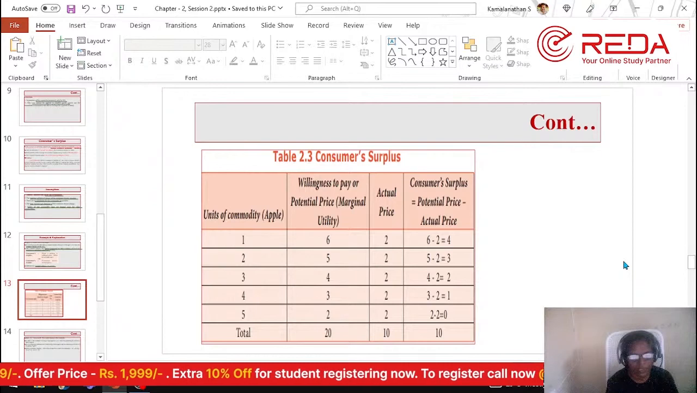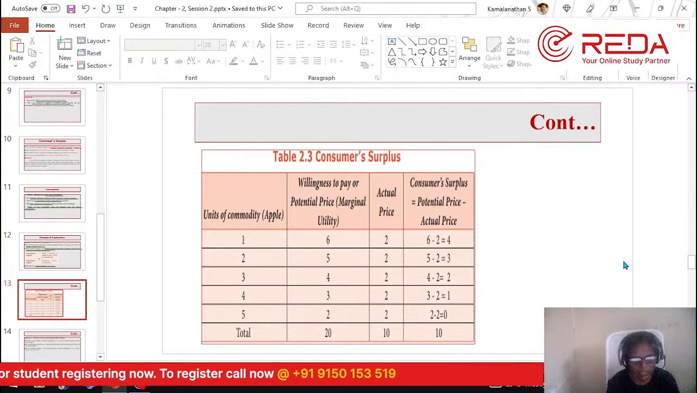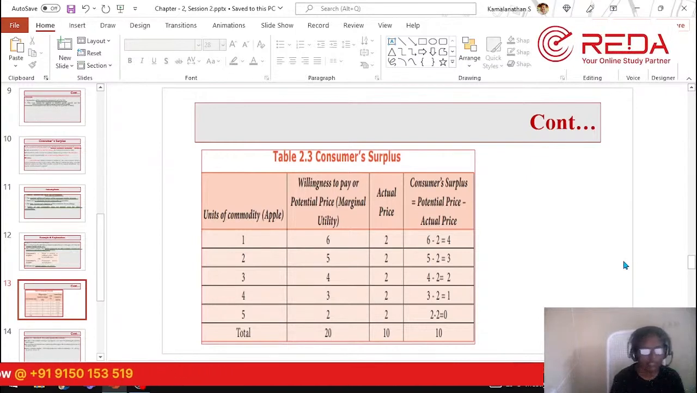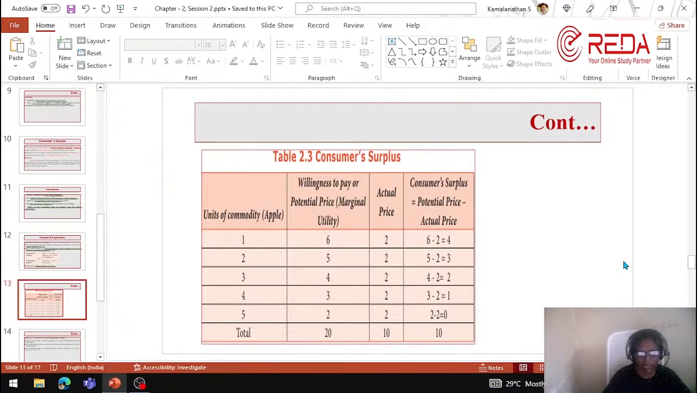When the consumer is ready to buy 3 apples, with 4 in his hand, what will be the consumer surplus? It will be 4 minus 2, 2. The next, if he is willing to purchase 4 commodities, if the potential price is 3, what will be the consumer surplus? 3 minus 2 equal to 1. And it goes on.